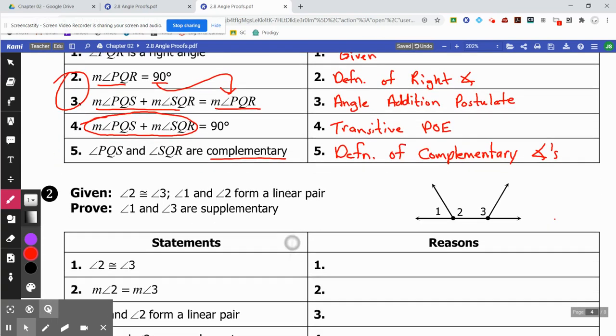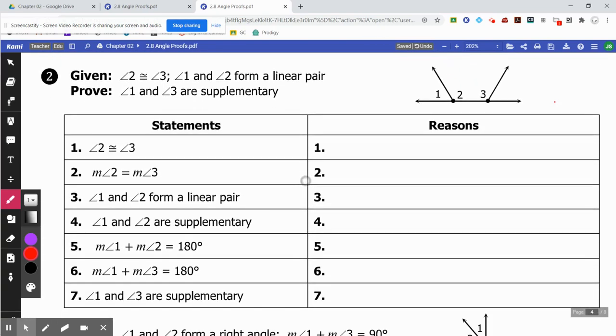Okay, number 2. We're given that angle 2 is congruent to angle 3, and 1 and 2 form a linear pair. So let's go ahead. Angle 2 is congruent to angle 3 is given. And notice the whole linear pair statement, they write it down here in step 3, but it's also given. You can put it all in step 1 if you wanted to. So if two angles are congruent, that means that their measurements are equal. That is the definition of congruent.